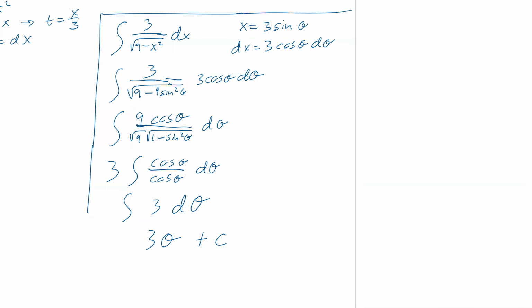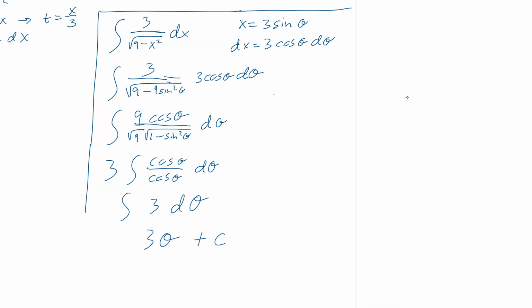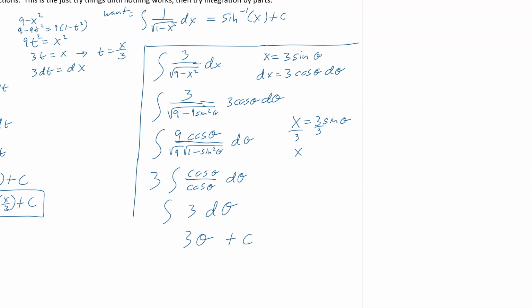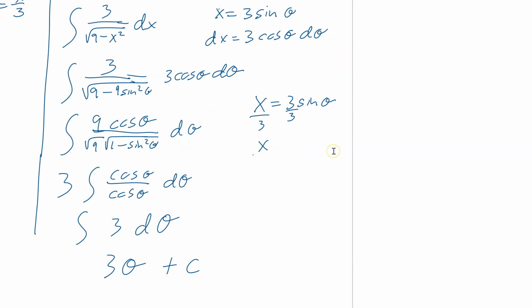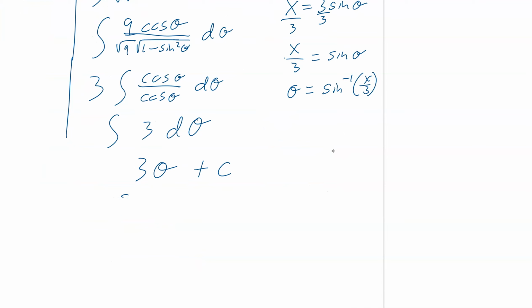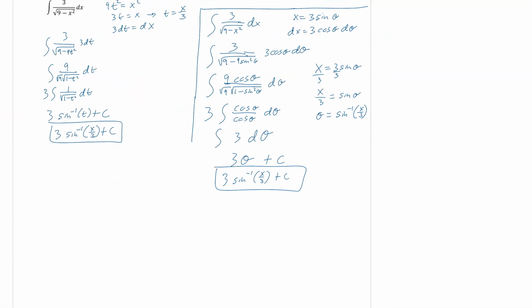Now, we didn't start with a theta. We started with an x. So we've got to come back up and go x equals 3 sine theta. So if I divide by 3, remember, just like we did over here, we had to rewrite the t in terms of x. So now we're going to write theta in terms of x. x over 3 equals sine theta. So that means theta is equal to the inverse sine of x over 3. So 3 inverse sine x over 3 plus c. Do they match? Look at that.